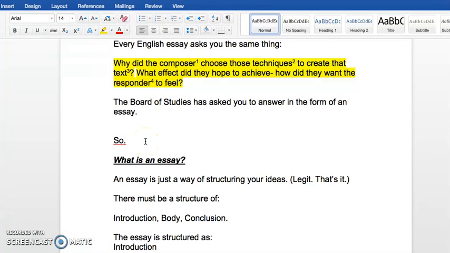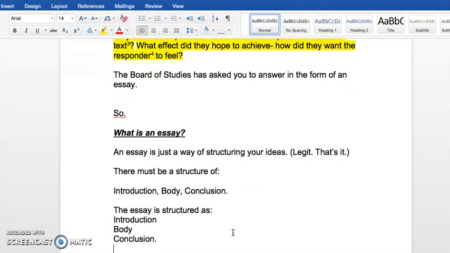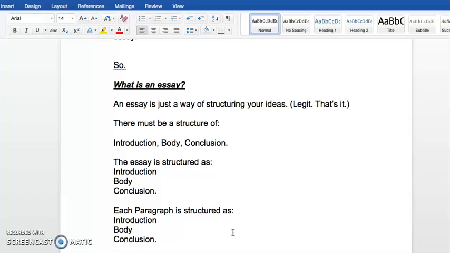First thing you need to ask yourself is, what is an essay? Okay? An essay is just a way of structuring your ideas. Legit, that is all it is. It's a structure of an introduction, a body, and a conclusion throughout the whole essay. So the essay itself is structured as an introduction, a body, and a conclusion. And each paragraph inside the essay is also structured as an introduction, a body, and a conclusion.